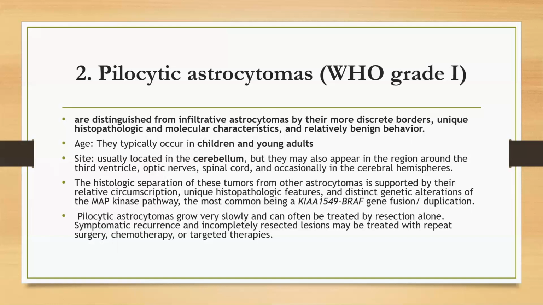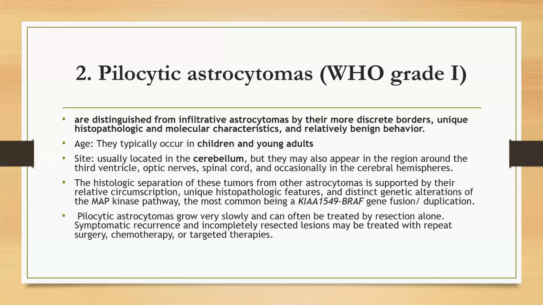Site is usually the cerebellum. It may also appear in the region around the third ventricle, optic nerve, spinal cord, and occasionally in the cerebral hemisphere. Diffuse astrocytoma used to occur mostly in the cerebrum. Pilocytic astrocytoma mostly occurs in the cerebellum. The histologic separation of this tumor from other astrocytomas is supported by the relative circumscription, unique histopathologic features, and distinct genetic alteration of the MAP kinase pathway.